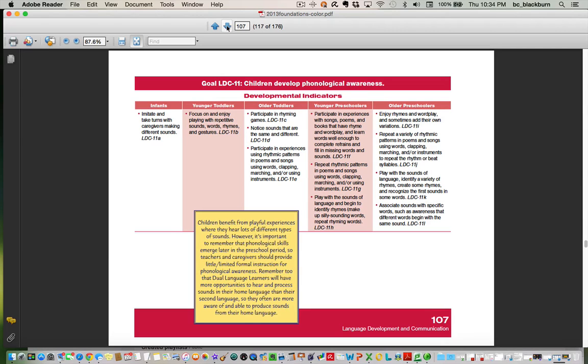107 talks a little bit more about children benefiting from playful experiences where they hear lots of different types of sounds, and this will help them with their phonological awareness. So read that yellow box as you go through this as well.